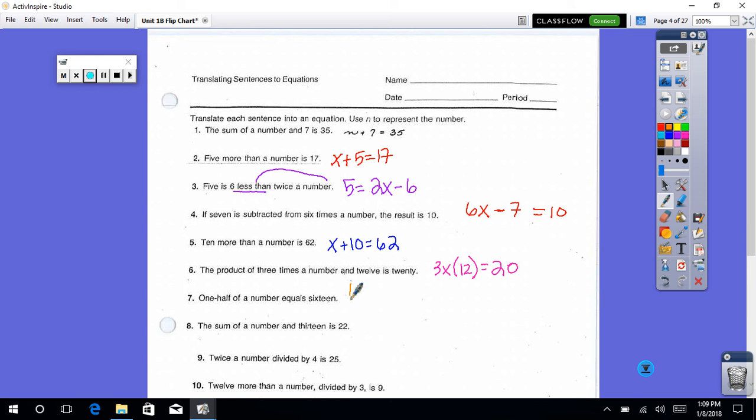One half of a number, you can write this 2 different ways. 1/2 of a number equals 16. Or you could even say x over 2, because that means to take half of it as well, equals 16. Either one is perfectly fine.